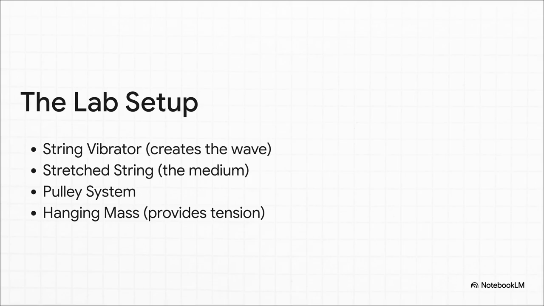So the setup is actually pretty clever. You have a string that's hooked up to a little machine, a vibrator that just shakes it at a constant frequency. Then the string goes over a pulley, and on the other end, you hang some weights. That hanging mass is what provides the tension, T. So by adding or removing weights, we get to control the tension with incredible precision.